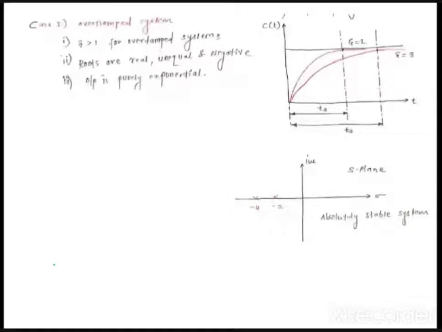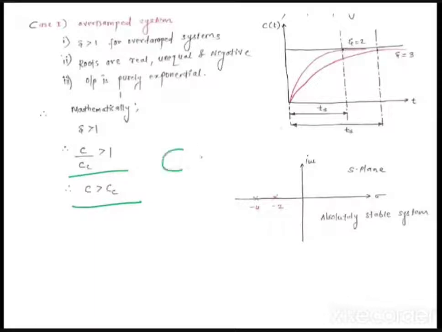Okay. So now let us solve. Now you know that mathematically zeta is greater than 1. So C upon Cc should be greater than 1. So C should be greater than Cc. So in this case, the first thing I got is that the damping constant C is always greater than the critical damping constant in case of the overdamped system. I hope you understand this.